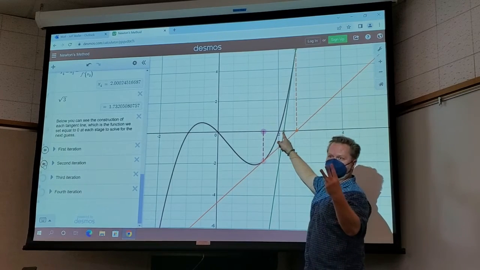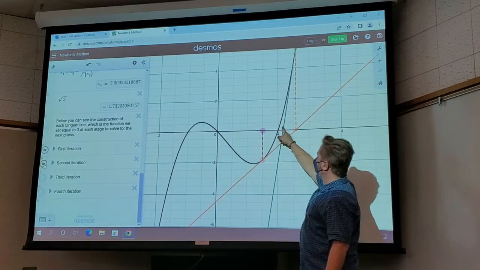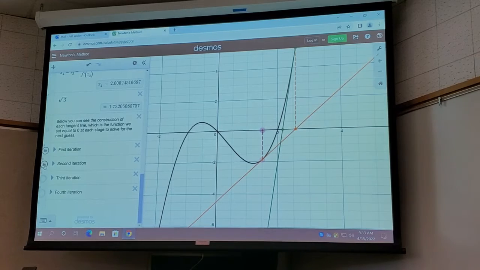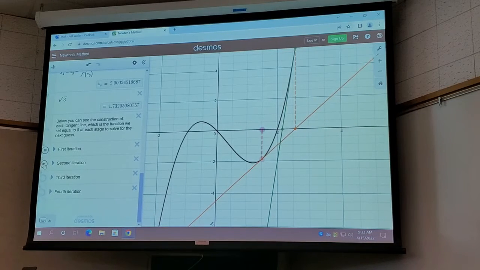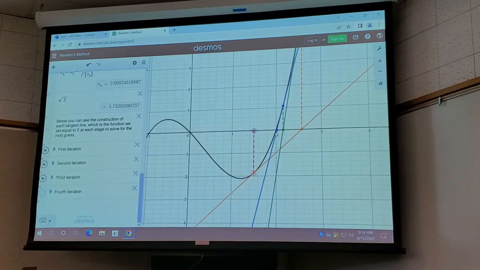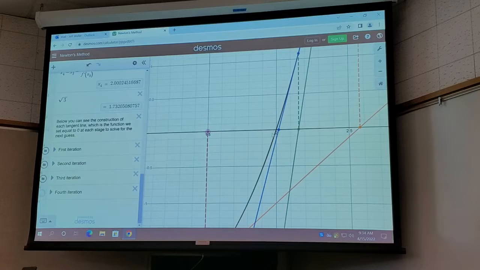Then what do I do? Do it again. Get the tangent line. You see how that's going to just get closer? All right, so if I do it again, pop. Look at that. Look how close we are. And if I do it again, that looks perfect, right?